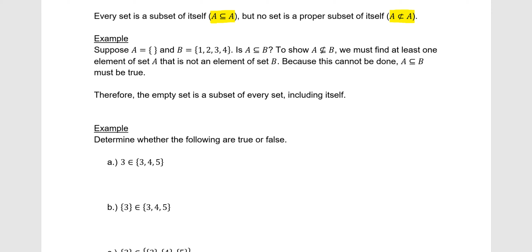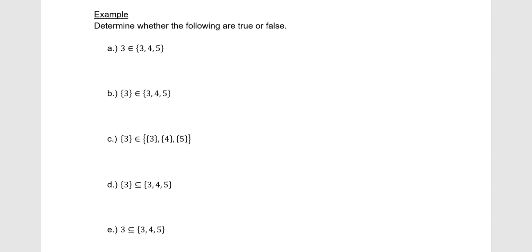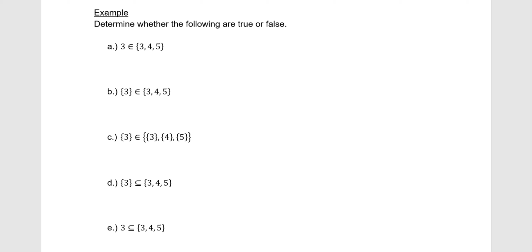Okay, so for a little explanation here, there's nothing in this empty set that is not in this set. So that means that it just has to be a subset by the definition. Okay, so what this means is that the empty set is a subset of every set, including itself. Okay, that will always be true. So let's see a couple examples here using this fact and also just a good example of a refresher from the previous section. So let's determine whether the following are true or false.